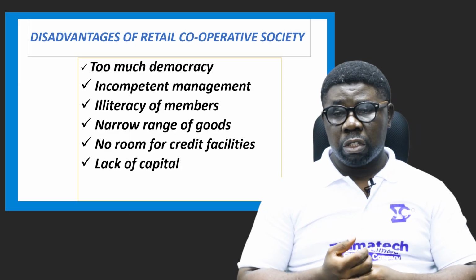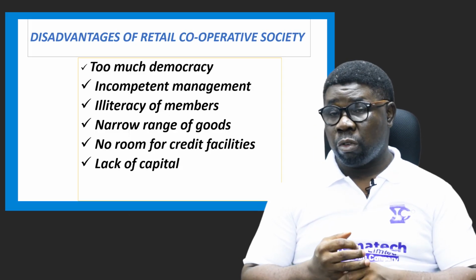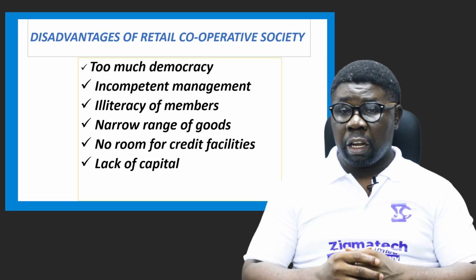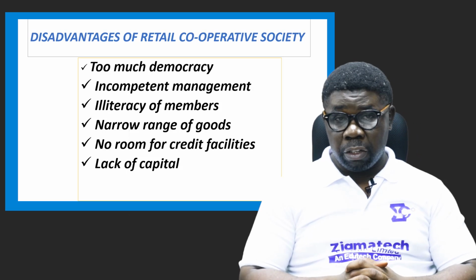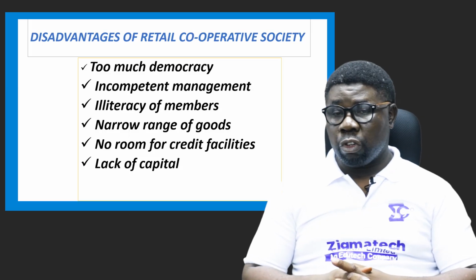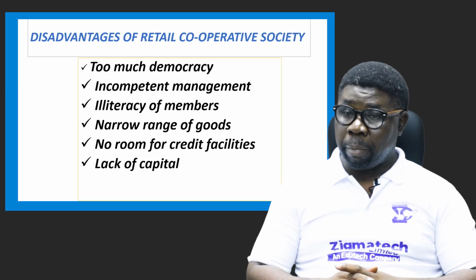Narrow range of goods. Yeah, they do a variety of goods, but they're also limited to the amount of varieties they can actually buy or store. So they're limited by that as a disadvantage. No room for credit facilities. You don't buy and pay later, you pay as you buy.